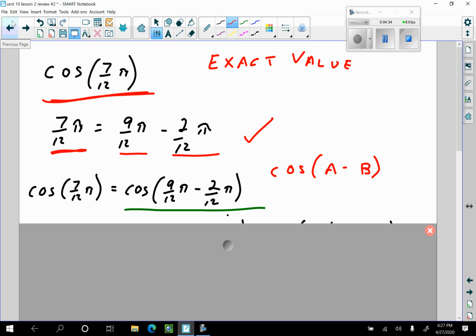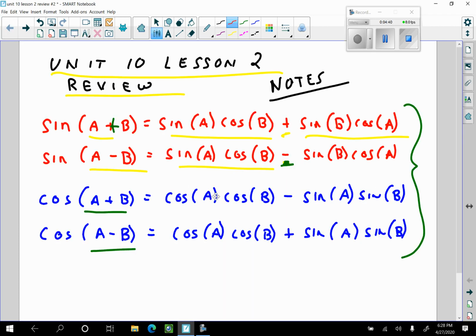You will always have the formulas at hand that you can use. You don't need to memorize them. You just need to know how to use them. So here, this is the one I'm going to use right now.